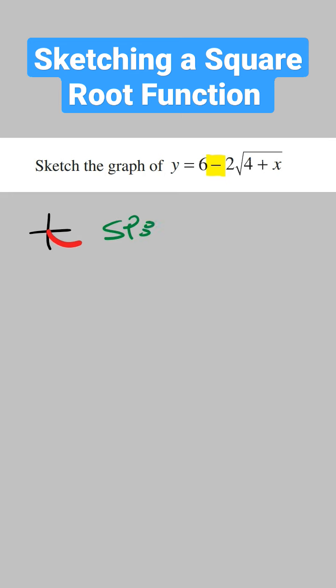The x-coordinate is found when you let whatever's underneath the square root sign equal 0 and solve for x, and so this is going to be x is equal to -4. The y-coordinate is going to be the constant that's added or subtracted to the square root sign, and so this is going to be y is equal to 6.